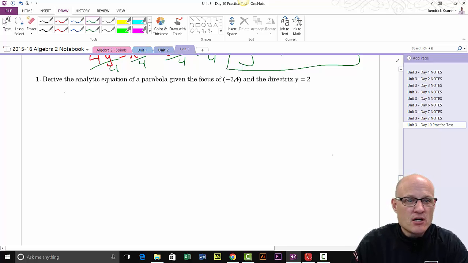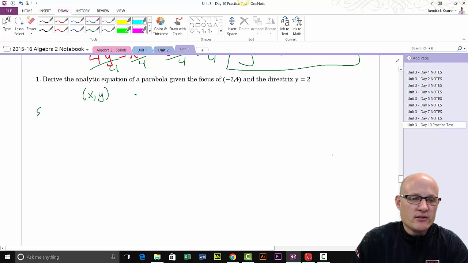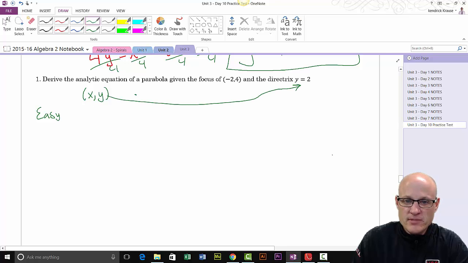Pretty good. All right, so again, we're going to pick a point, x, comma, y. We're going to do easy. Easy is the distance between the point and the directrix. In this case, it's d equals y minus 2.